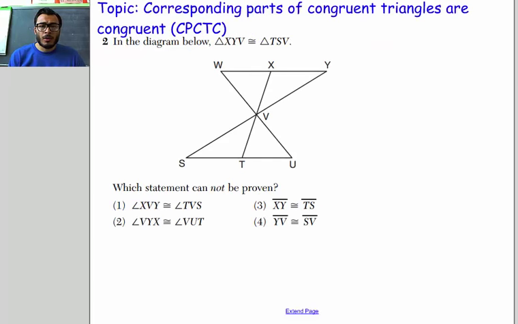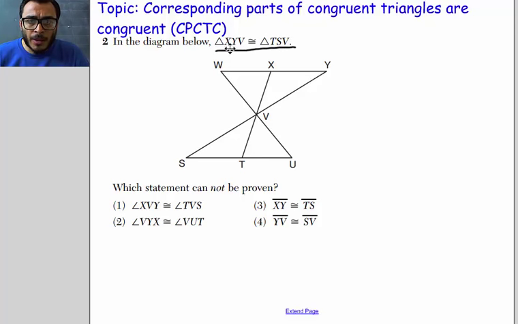Number 2. So we are told here that triangle XYV is congruent to triangle TSV. Now usually when they give you information like that, they're testing corresponding parts of congruent triangles are congruent, or CPCTC. So just to give you an idea of where I'm going with this, just from this statement right over here, I know that angle X is congruent to angle T. Because you see how angle X corresponds to angle T. So since the two triangles are congruent, the corresponding parts are congruent. Just from this statement, I know that XY is congruent to TS, and so on and so forth.